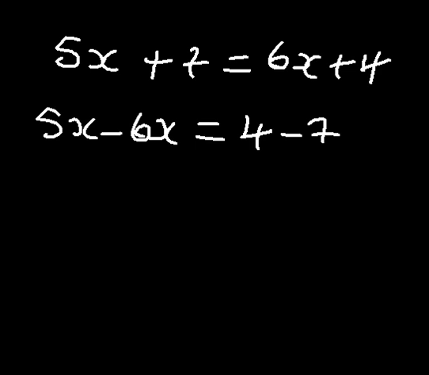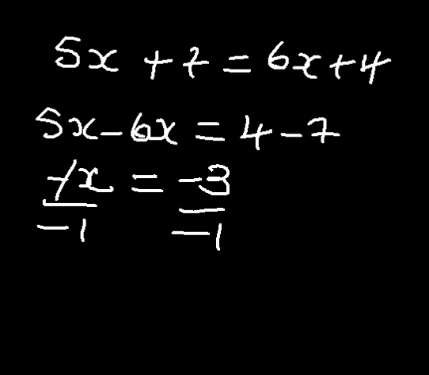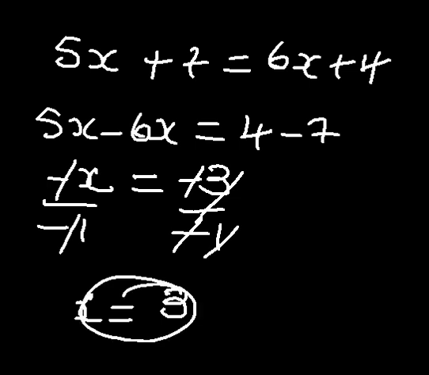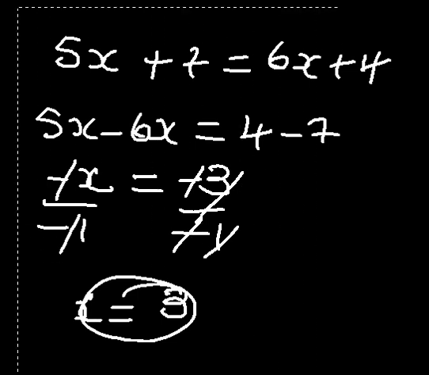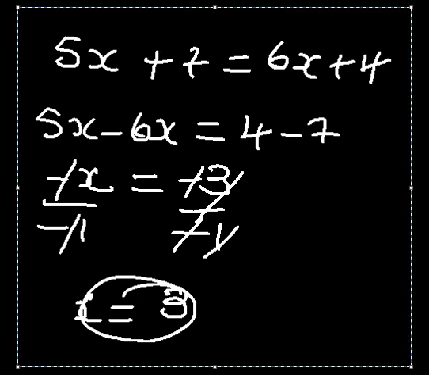Now we have 5x minus 6x, which is negative x. That is equal to 4 minus 7, which is negative 3. We're going to divide both sides by negative 1. Then x will be 3, because the negative signs cancel, and 3 over 1 is the same as 3. So that's how we solve linear equations in that case.